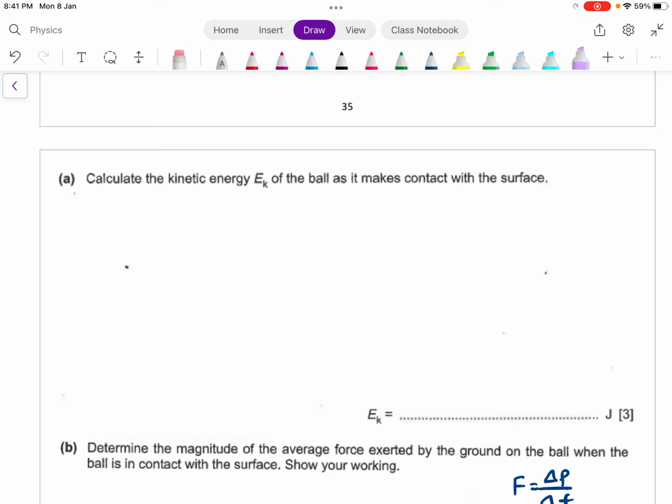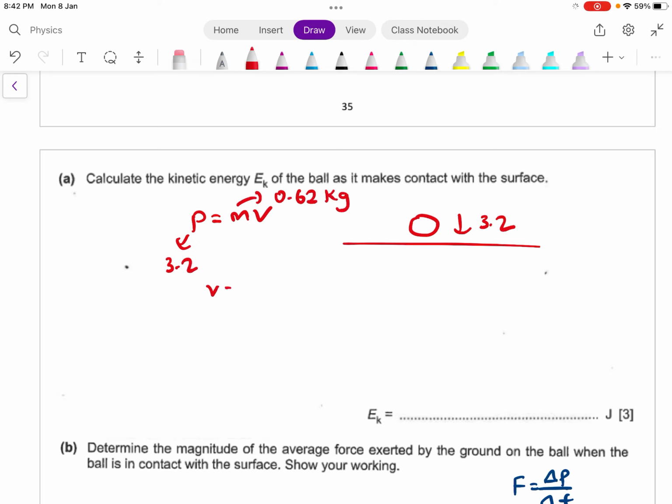So with this, I will go on to part A. Part A: calculate the kinetic energy as it makes contact with the surface. So the kinetic energy of the ball. We know that P is equal to mv, and just before you hit the ground, the momentum itself is 3.2, with a mass of 0.62 kg. So the speed of the ball, let me do a quick calculation, is about 5.161 meters per second.